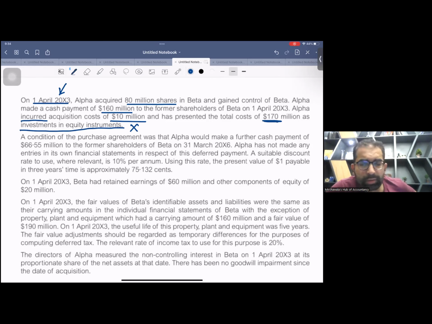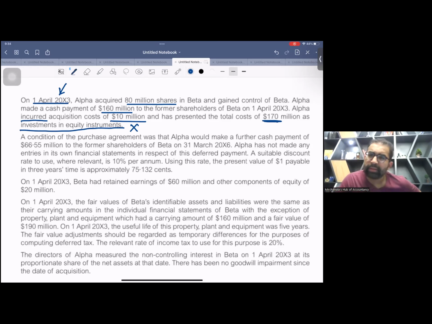This 10 million is not part of investment. This 10 million should go in profit and loss account immediately. Parent company should book this in profit and loss account immediately, but parent company did not do this. So this is the mistake.